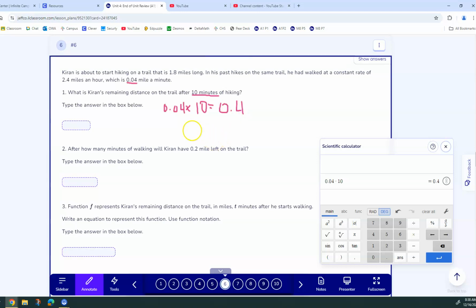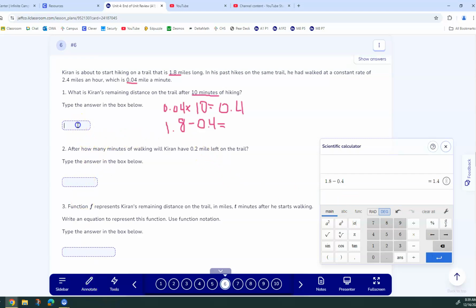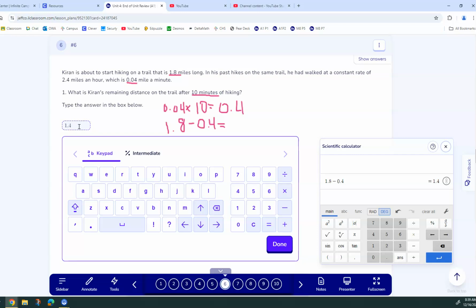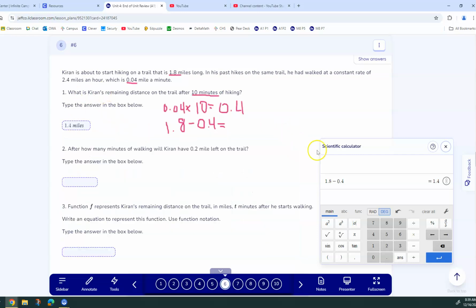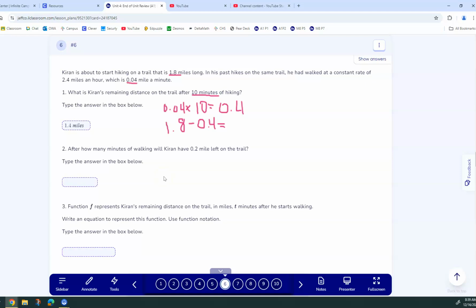so just under half a mile in 10 minutes. So if he's gone 4/10 of a mile and the whole trail is 1.8 miles, then the remaining distance is 1.8 minus 0.4. You can do that on the calculator if you can't do it in your head. 1.8 minus 0.4 is 1.4. So Kieran has 1.4 miles remaining on his hike.